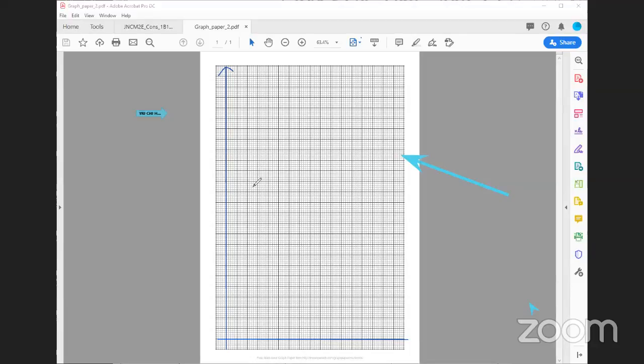What's the problem with the graph paper? Maybe we settle it before we move on. Any more questions?